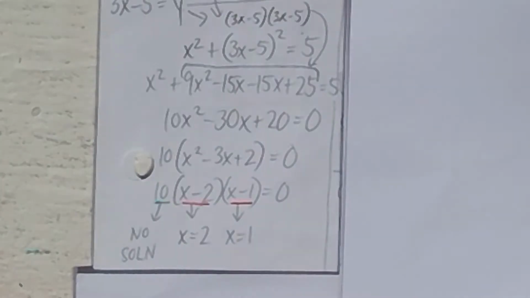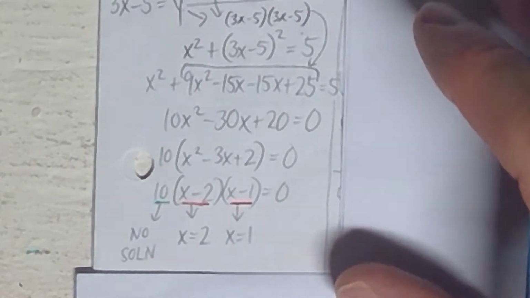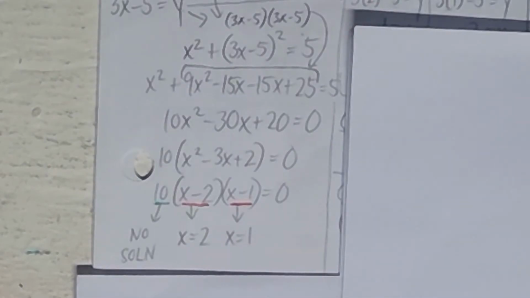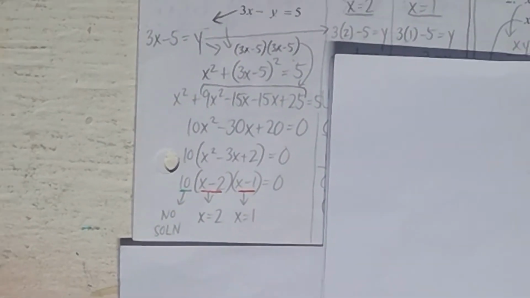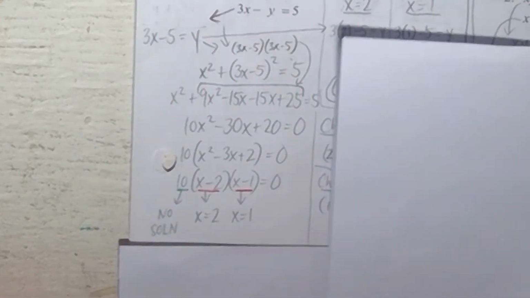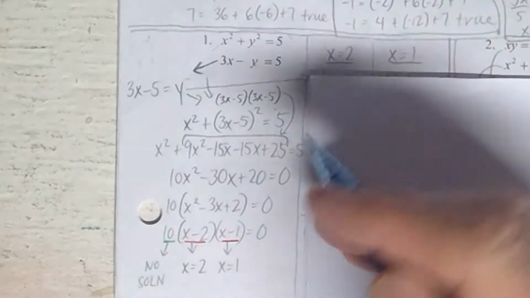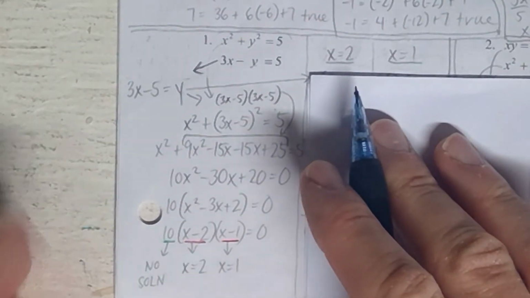So once again, just like in the previous 2 problems, we have a couple of answers, okay? Zoom out here so you can see it. There we go. Those 2 answers are going to be x equal to 2 and x equal to 1 up here.